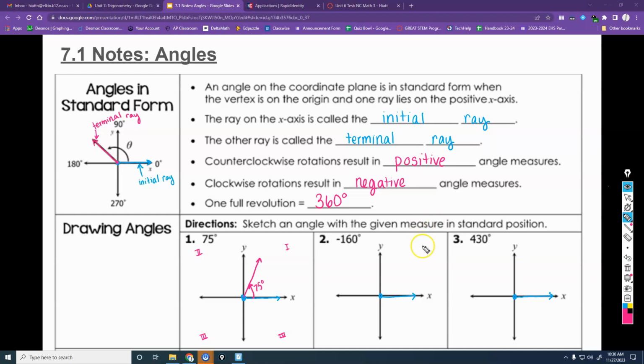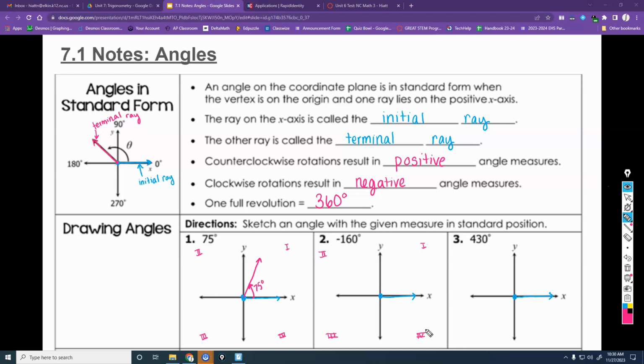So if I'm thinking of the quadrants here, this is first quadrant, this is second quadrant, this is third quadrant, this is our fourth quadrant. Which quadrant is this one going to be in? Third. Because, why is it not in the second?